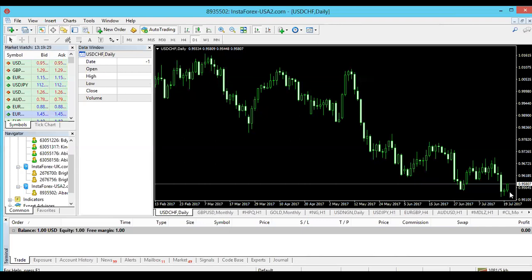Don't target high because the market is still heading towards a downtrend. Don't sell here. Don't sell at this point. It's risky. Don't sell.